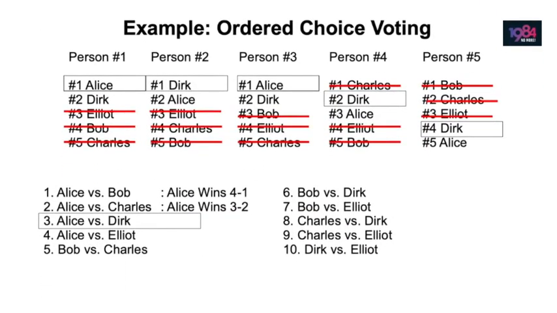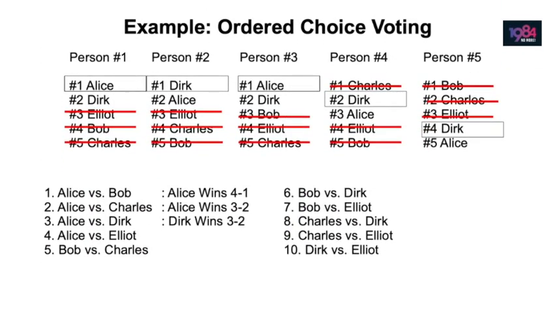Now we repeat the same process in the head-to-head race between Alice and Dirk. We eliminate everyone who is not Alice or Dirk and look to see who is ordered first. Persons 1 and 3 each prefer Alice. Persons 2, 4, and 5 each prefer Dirk. In this case the vote is right along party lines. This time it is Dirk who wins this head-to-head race 3 votes to 2.